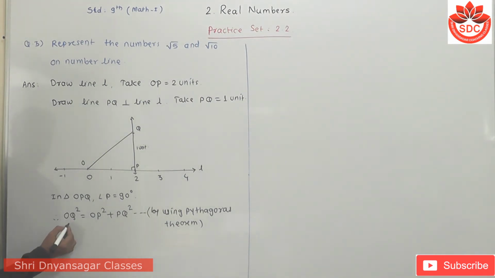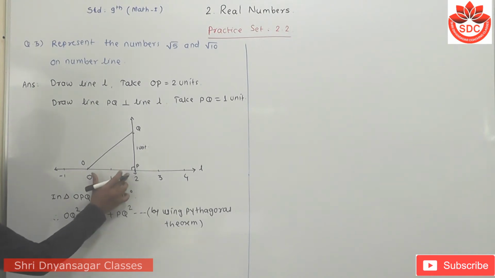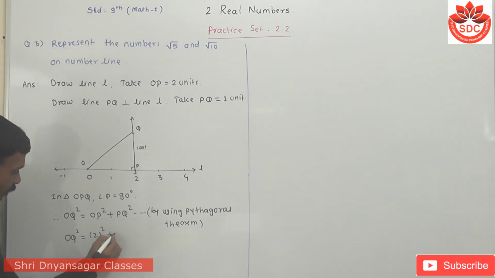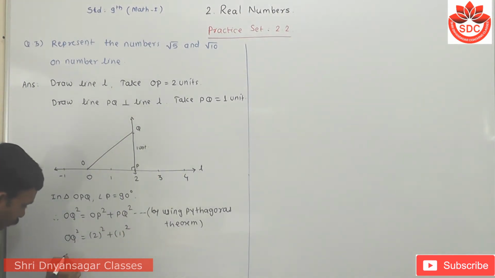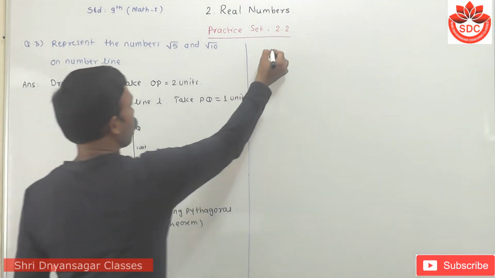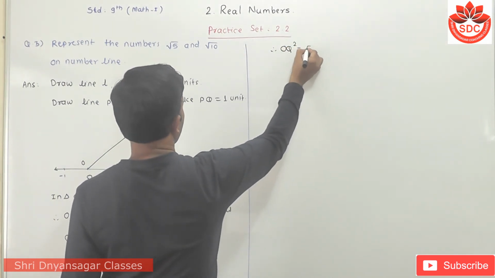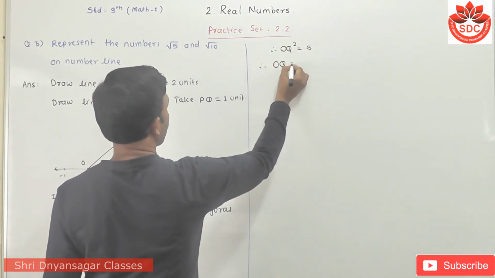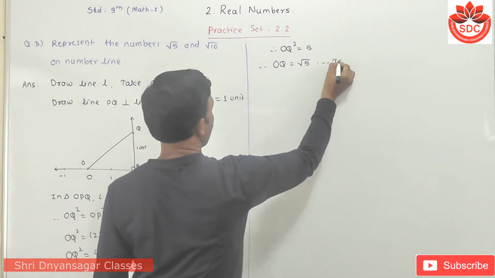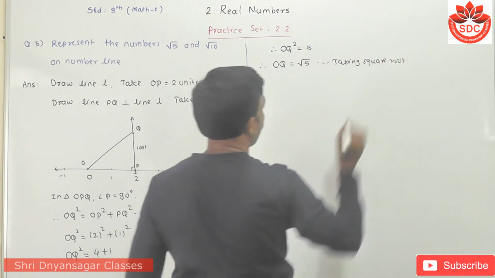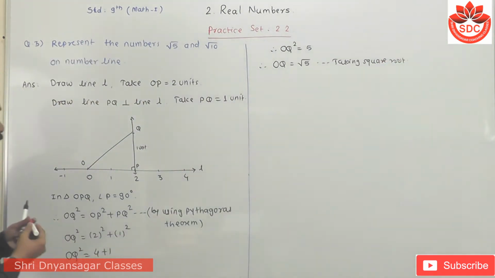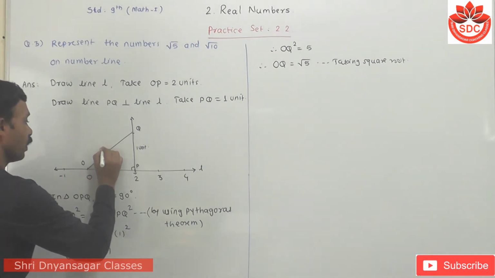Student, when we substitute the values, OP is 2 units, so 2 square plus PQ is 1 unit, 1 square. Means OQ square is equal to 4 plus 1. Therefore, OQ square is equal to 5, so OQ is equal to root of 5, taking the square root. Student, this distance OQ is root of 5.